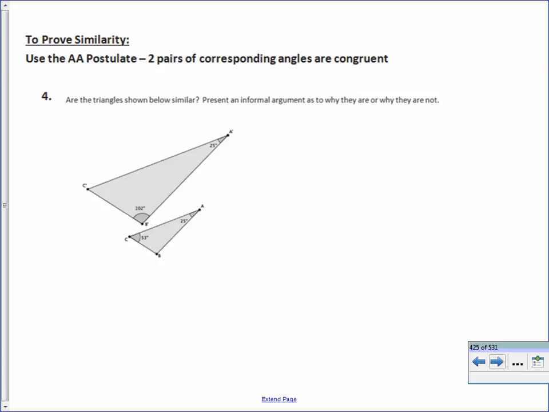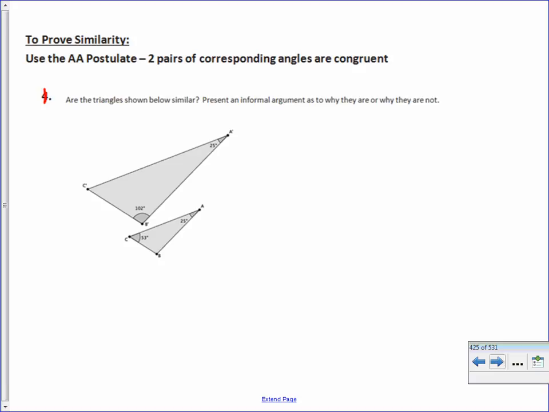Let's take a look now at question number 1. Are the triangles shown below similar? Present an informal proof whether or not they are. This is number 1 on page 86. Well, remember, you can do a dilation proof if you're on the coordinate plane, which I'm not. Second way that I would try to find this is my angle-angle similarity theorem. I find that to be the easiest.